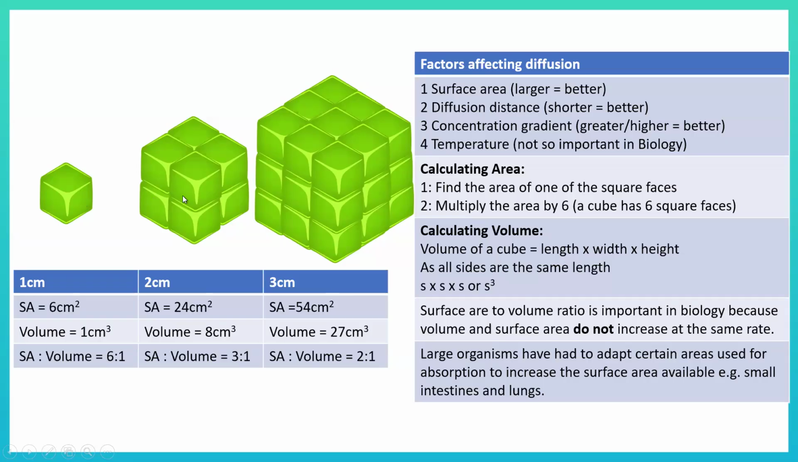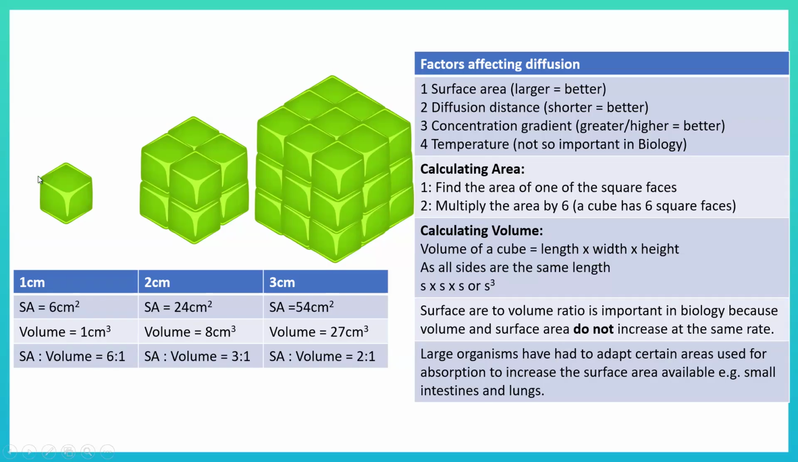So if these cubes were cube-shaped animals, the bigger our animal would be getting, the smaller its surface would be in relation to its volume. Yes, the surface area is increasing. Obviously, it's getting bigger, but it's not increasing as fast as the volume. And that's because the surface area is squared and the volume is cubed. So the volume is increasing at a much faster rate. So we go from surface area to volume ratio of 6 to 1 in the small organism, 3 to 1 in the medium organism, and 2 to 1 in the large organism.